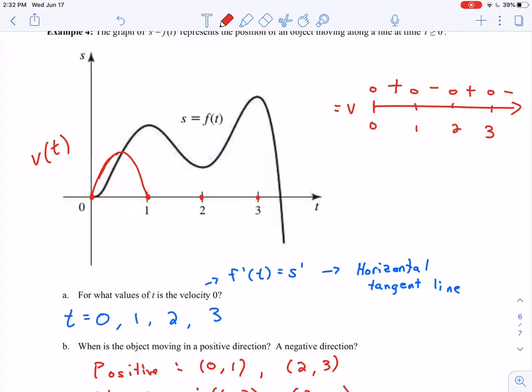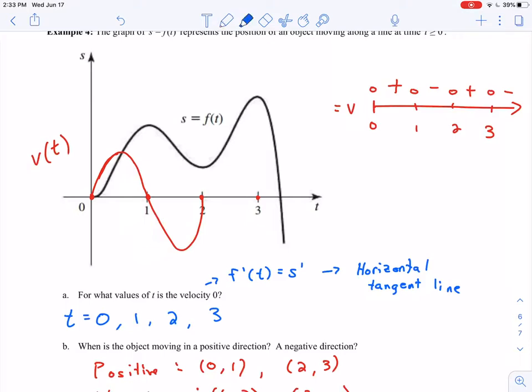I can't draw it for certain, but this is an idea of what it looks like. Well, what about after 1? Between 1 and 2, we said our velocity was negative. So between 1 and 2, my velocity should be below the x-axis. Perhaps it looks something like this.